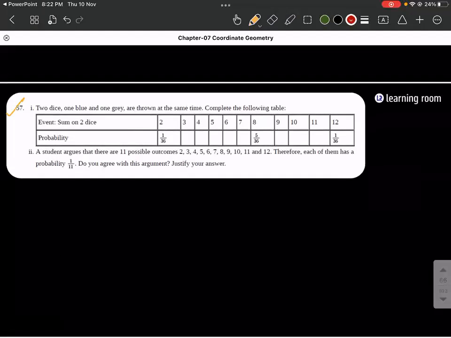Okay. So let's do this problem. Two dice, one blue, one gray, are thrown at the same time. Complete the following table. Sum on two dice is 2, 3, 4, 5, 6, 7, 8, 9. Okay. What is the answer?